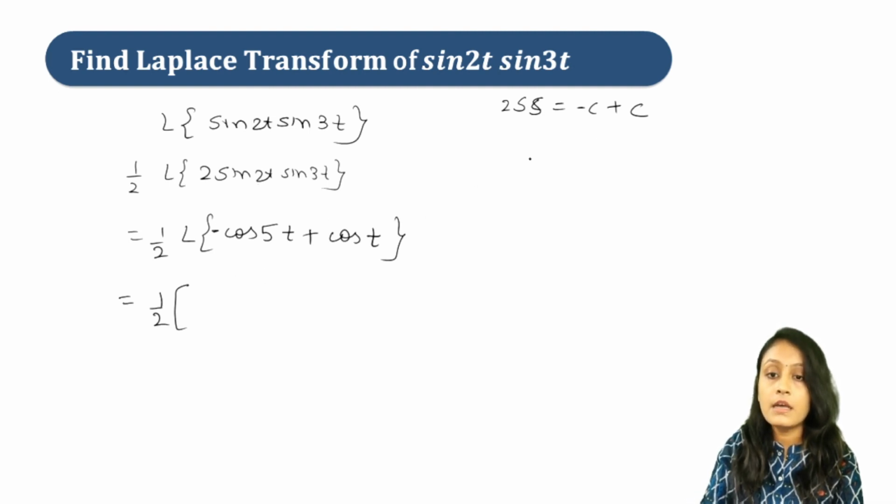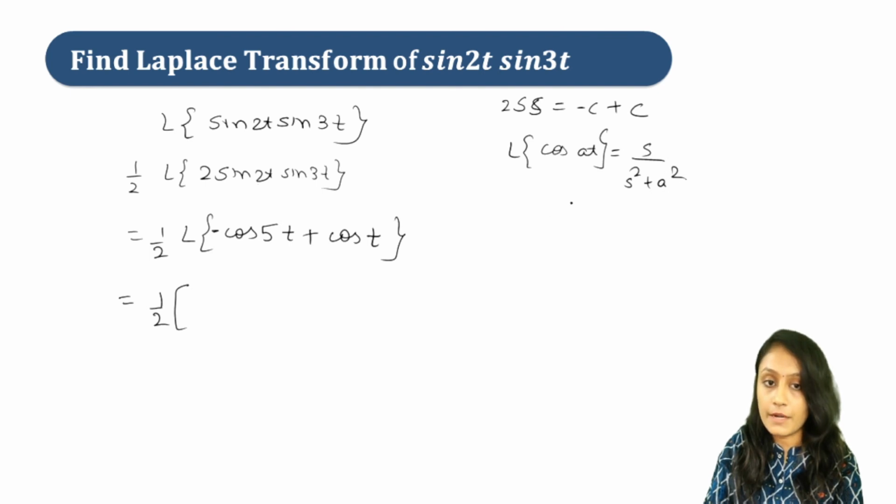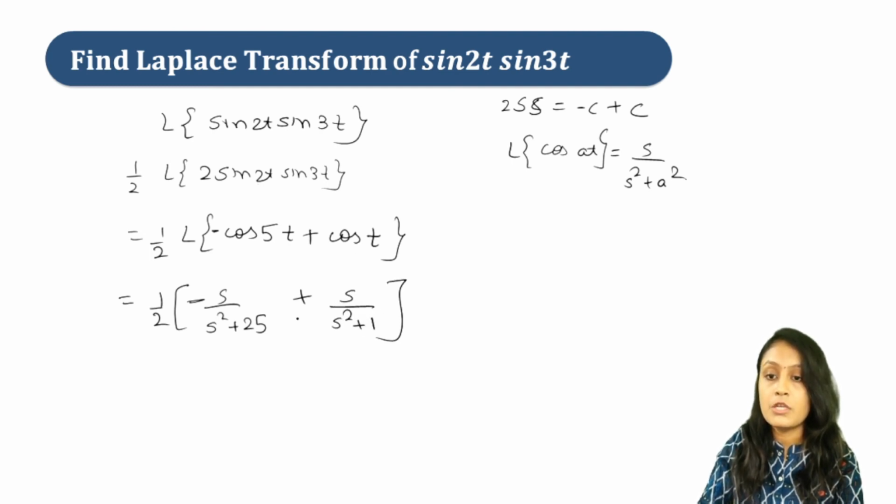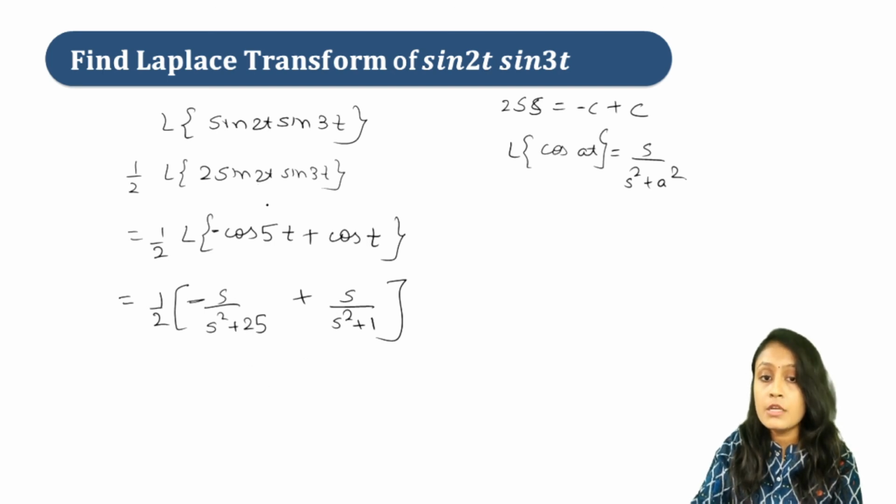Now we know that Laplace transform of cos at is what? Laplace transform of cos at is s upon s square plus a square, right? So we will use this formula, minus sign, as it is here a is 5, so s upon s square plus 25. Okay, plus, now here a is 1, so we'll use s upon s square plus 1. So this is the final answer. Okay, so we can directly use this formula to simplify this type of questions.